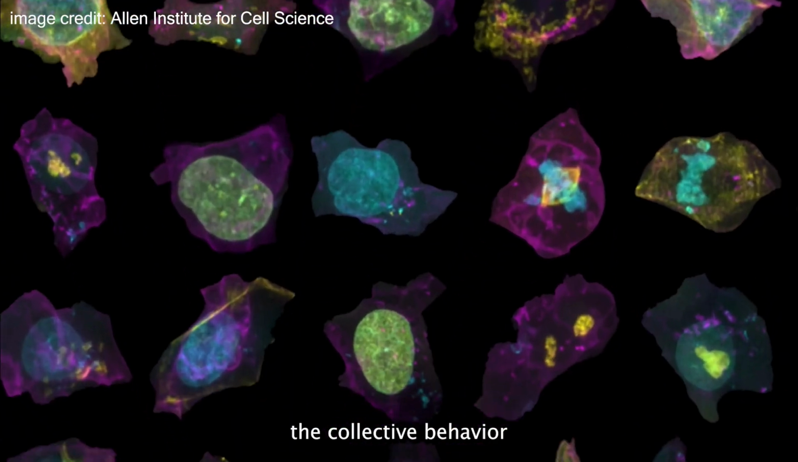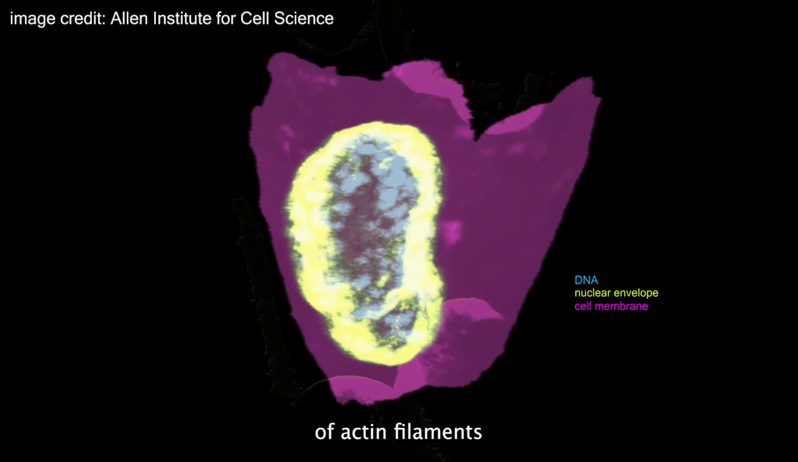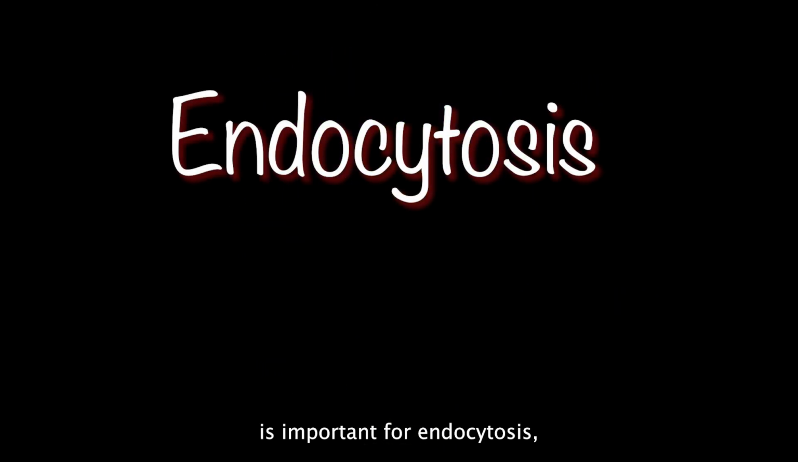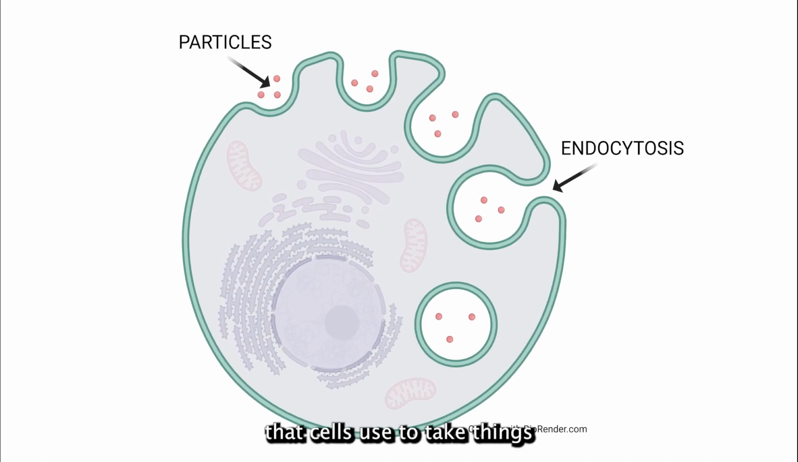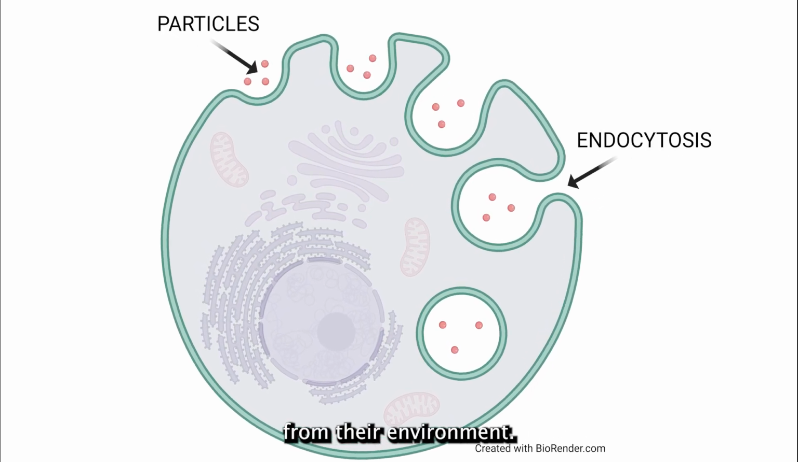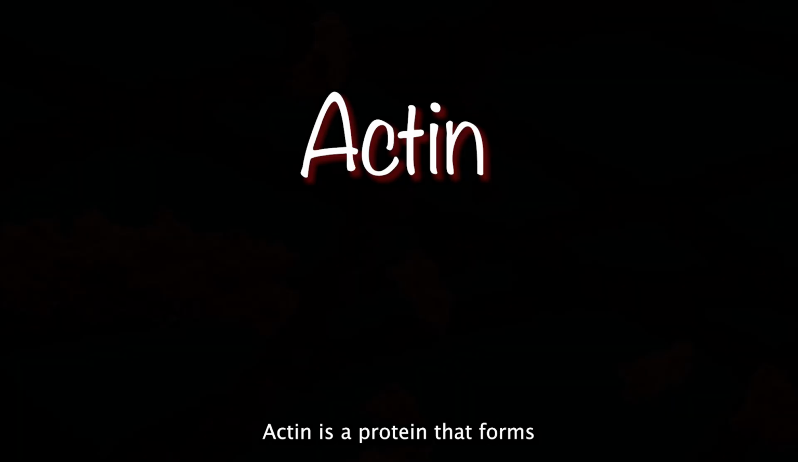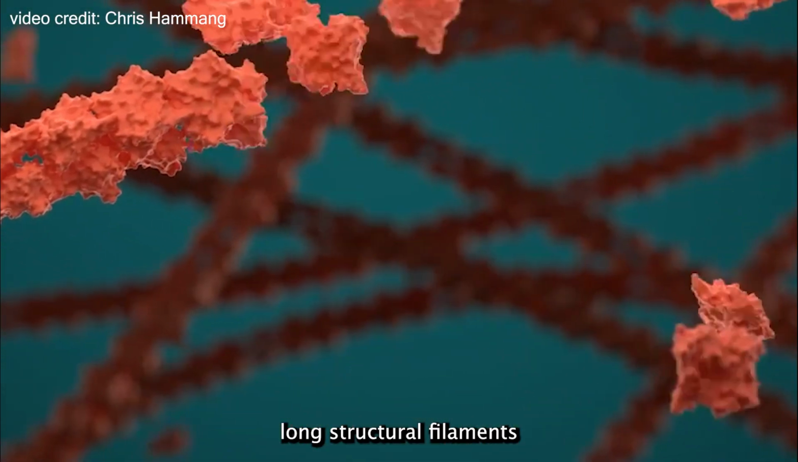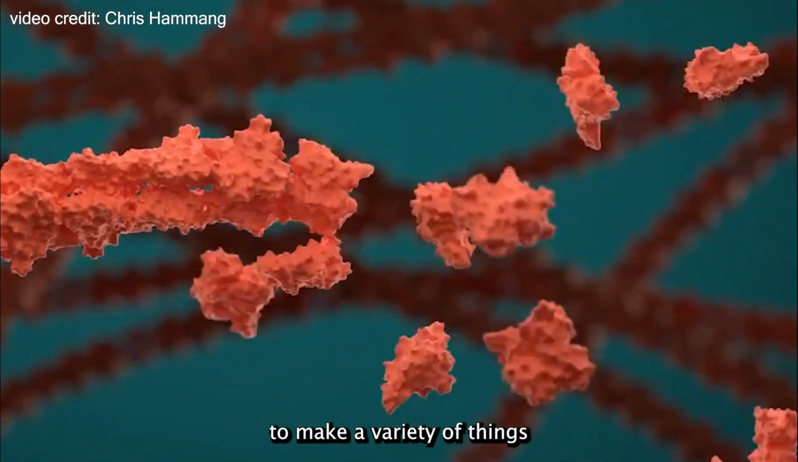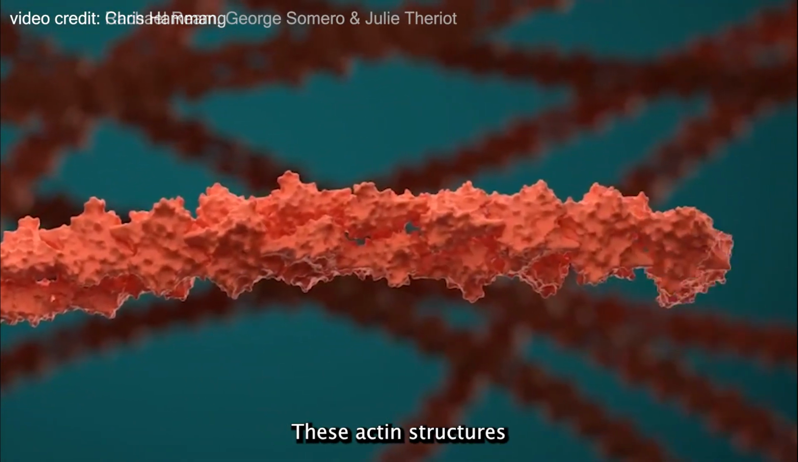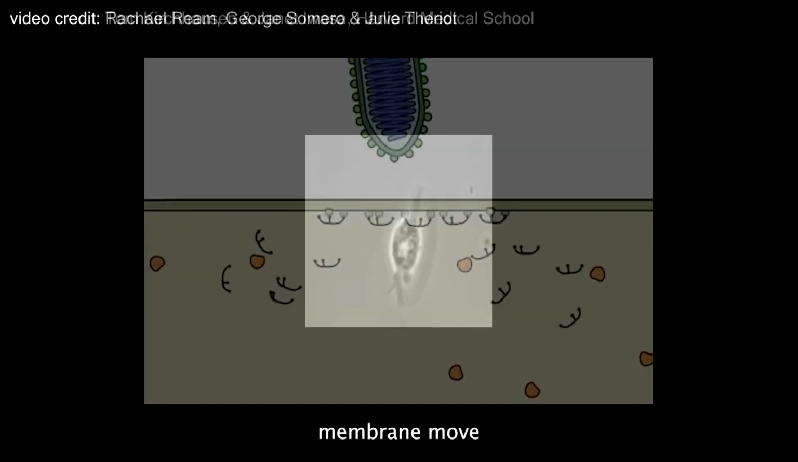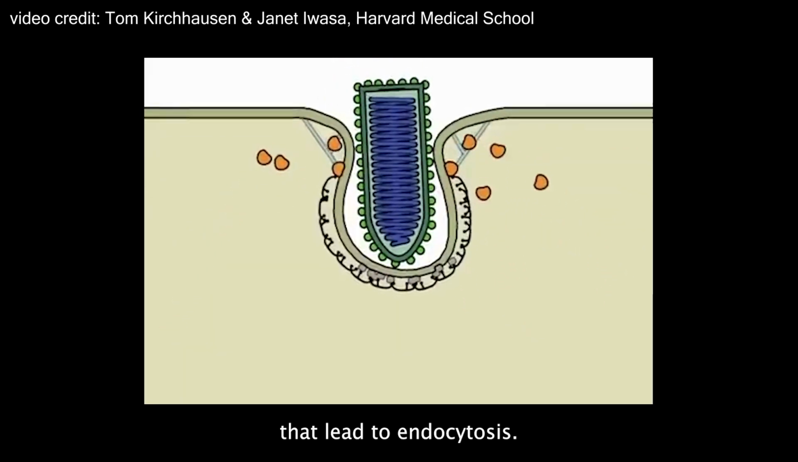For example, the collective behavior of actin filaments is important for endocytosis, a process that cells use to take things in from their environment. Actin is a protein that forms long structural filaments that scaffold together to make a variety of things happen in the cell. These actin structures help the cell membrane move or create invaginations that lead to endocytosis.